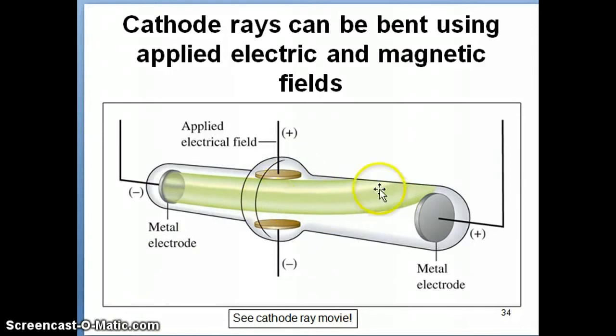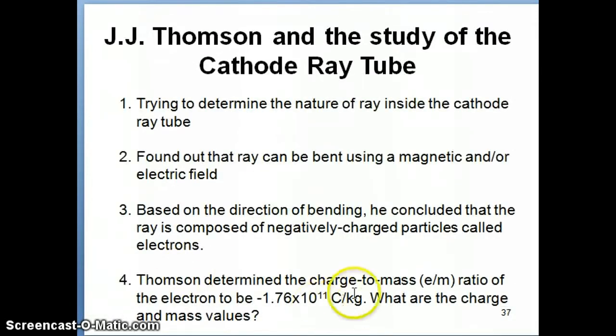Unfortunately, with the type of instrument that he was able to use at the time, he wasn't able to determine the exact mass and charge of the electron itself. But what he was able to do was use experiment to determine the charge to mass ratio. So in other words, the charge divided by the mass was what he was able to determine, and that's what this number represents, negative 1.76 times 10 to the 11 coulombs per kilogram. Coulomb is a unit for charge.